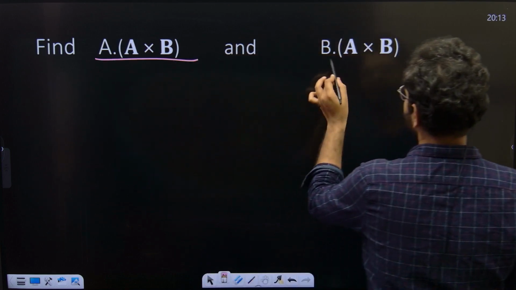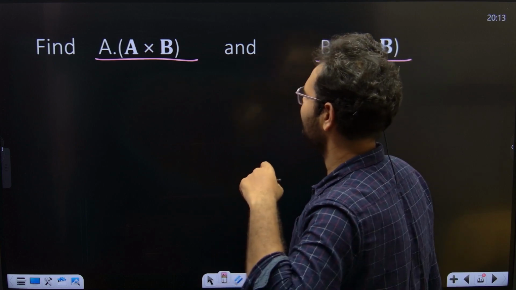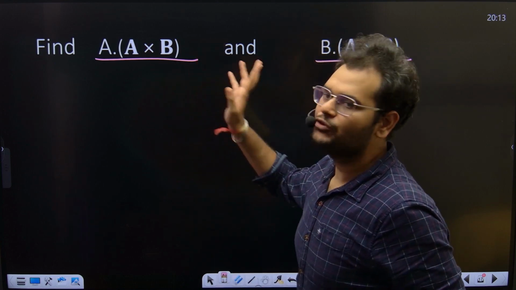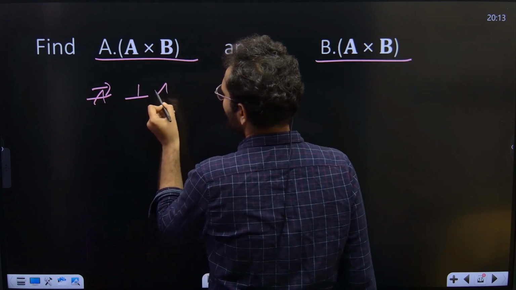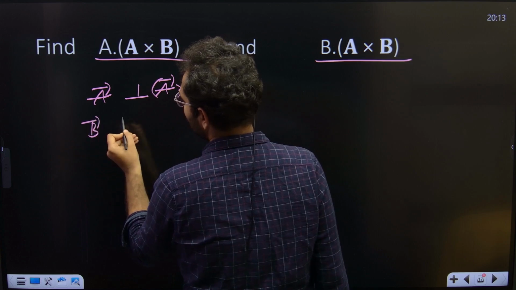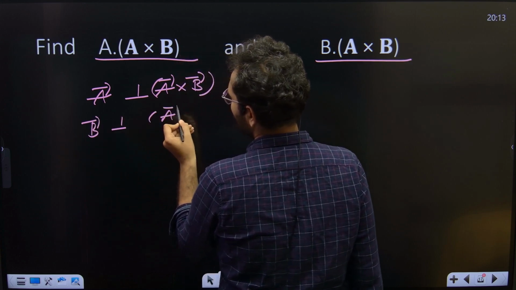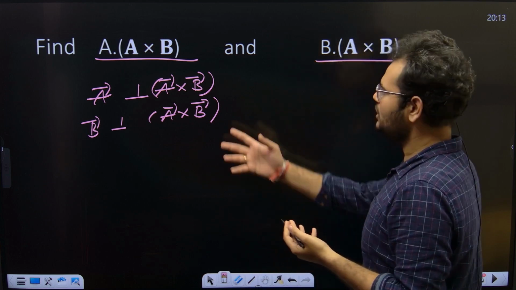What are they saying? A dot A cross B, B dot A cross B. How to find it? Hey, they are just making a fool of you. Just now I told you. What did you tell, sir? Sir, this A vector is perpendicular to A cross B. Have we seen this? That B vector is also perpendicular to A cross B. So the answer is, how much? What is the dot product? 0.